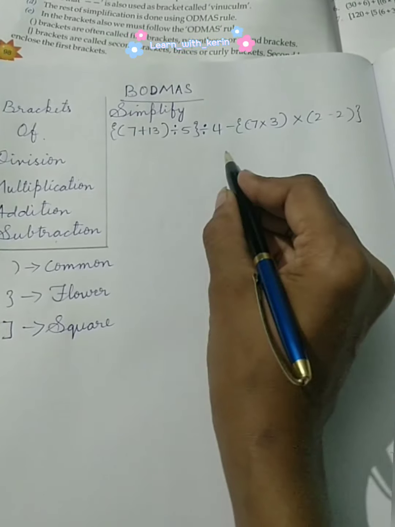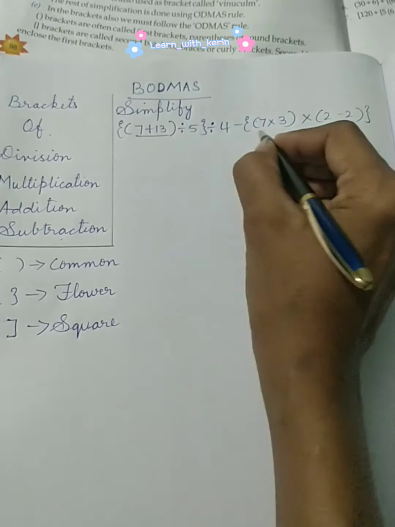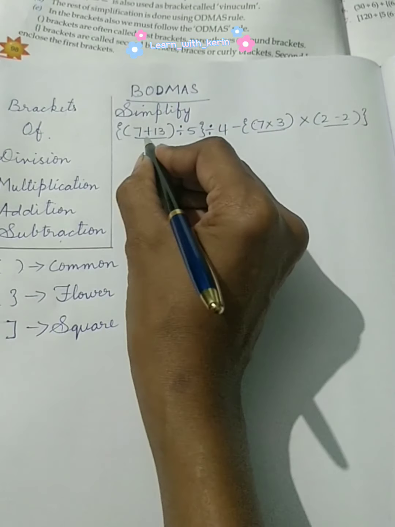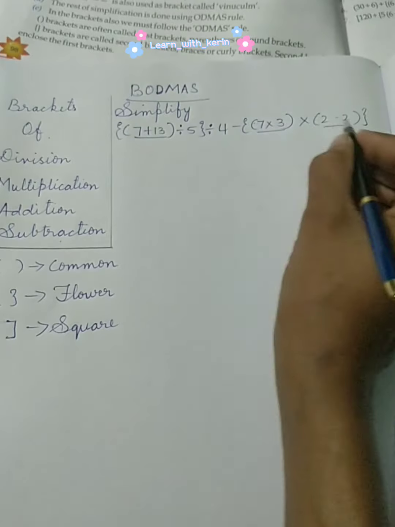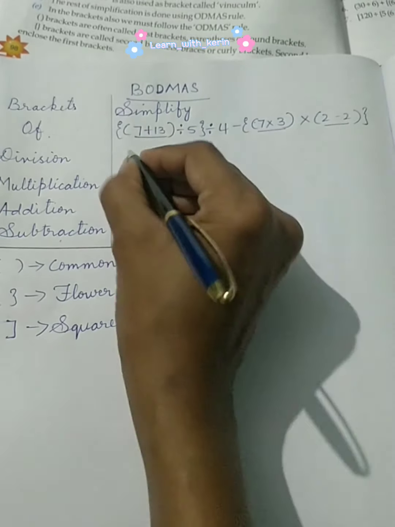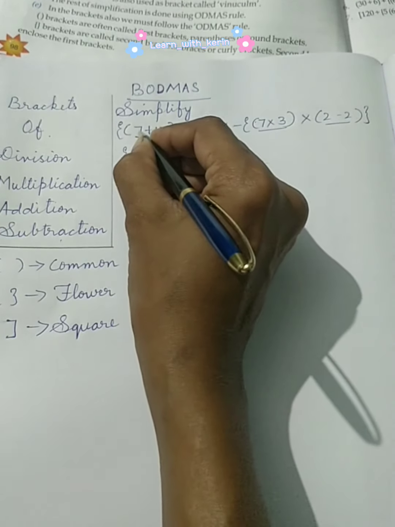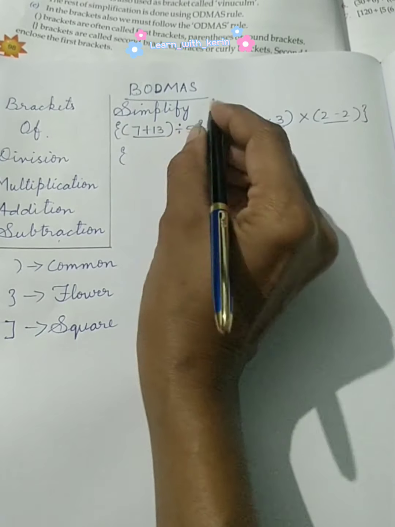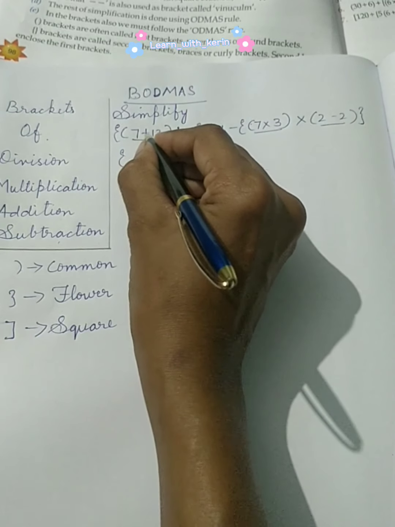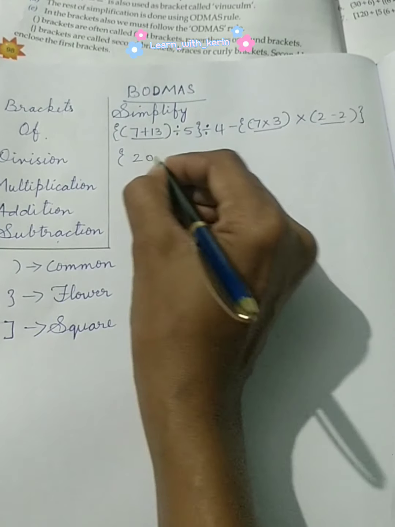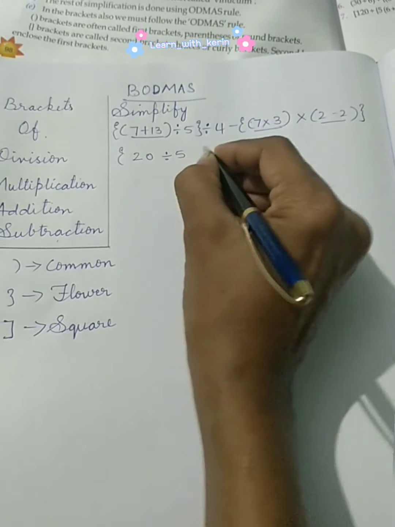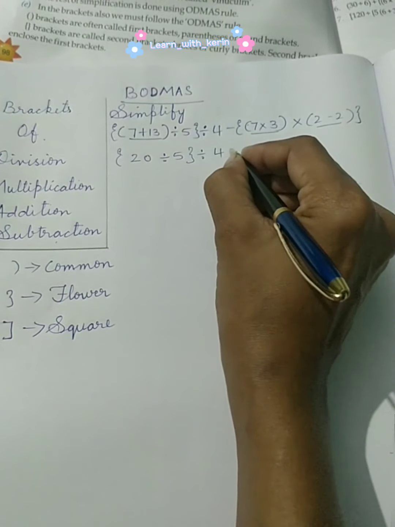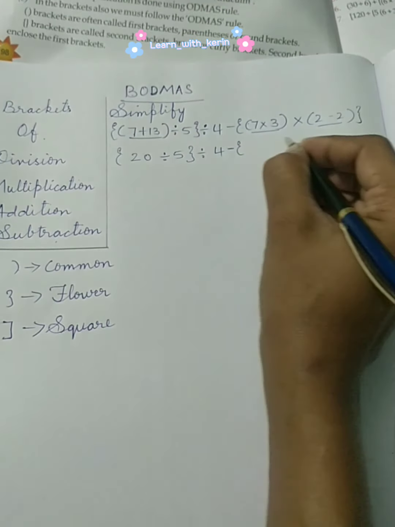Now, in the given sum, children, there are 3 common brackets. Can you see? Yes, there are 3 common brackets. Let us solve the operations in the common brackets now. The rest we will keep as it is, like the square bracket. When you solve the operation in the common bracket, there is no need to put the bracket afterwards. Now, 7 plus 13 is 20. Divided by 5 will keep as it is, and this flower bracket will keep as it is. Divided by 4 also will keep as it is, minus, the flower bracket also will keep as it is.